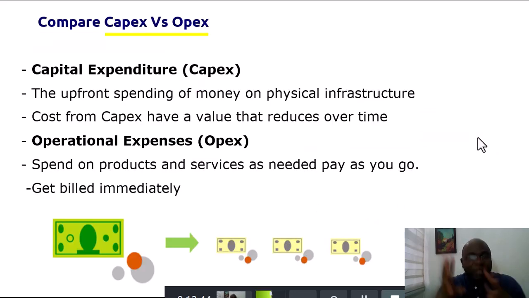At this point, we're going to be comparing CapEx versus OpEx. CapEx is the money you spend on physical infrastructure. Remember when I was talking about building your physical data center? You need to buy. So that is CapEx.